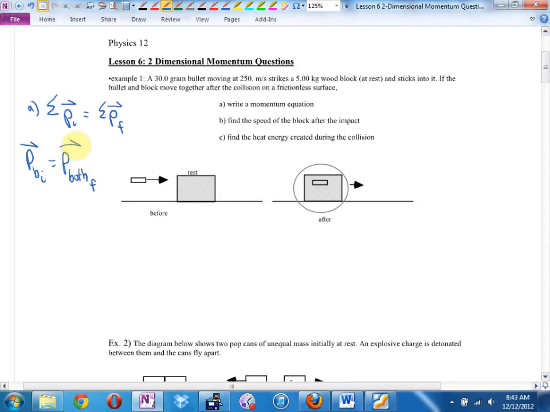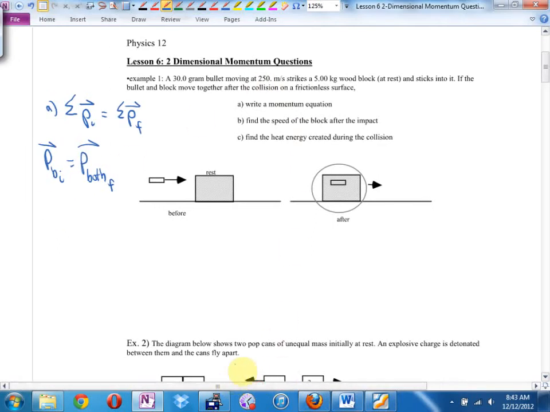Momentum is what times what? Mass times velocity. So this is going to be the mass of the bullet, its initial velocity, and it's going to be the mass of the bullet plus the mass of the wood, V final. There's my actual equation. So A says write a momentum equation. You could argue that that first sum of is the momentum equation, but if you want to break it down to its component parts, there it is, that third one.